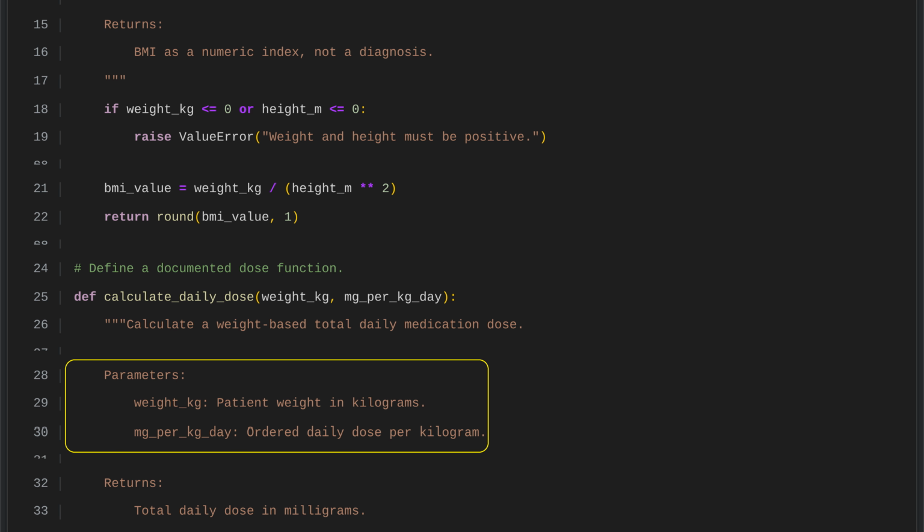The parameters section of the function description explains the inputs needed to calculate a medication dose. It includes the patient's weight in kilograms and the prescribed daily dose per kilogram. Together, these values allow the dose to be adjusted accurately to the patient's body weight.